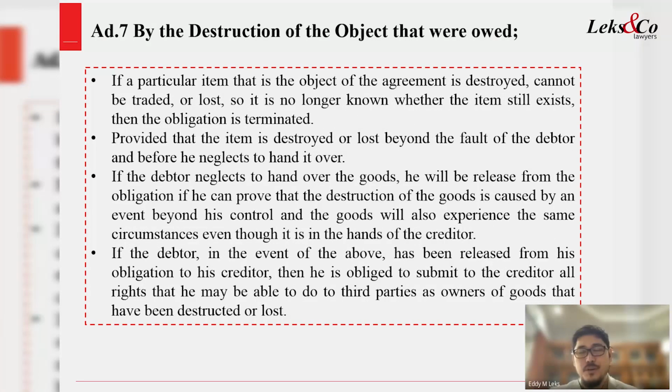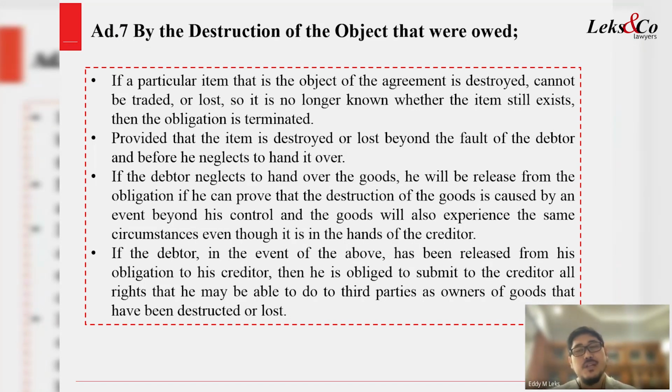Now the next point is related to what we discussed last week about the risk, by the destruction of the object that was owned. So this is 1444 and 1445. See? It's very short. If a particular item that is the object of the agreement is destroyed, cannot be traded or is lost, so that it is no longer known whether the item still exists, then the obligation is terminated.